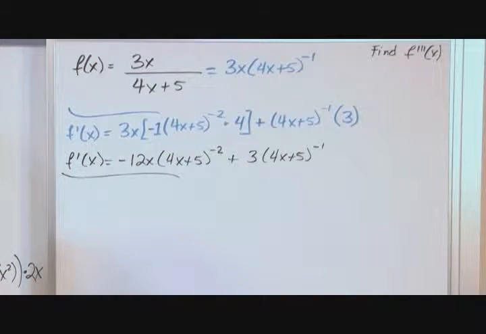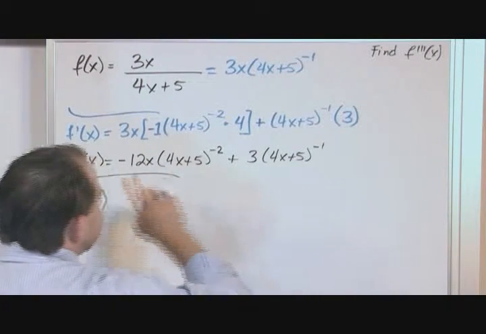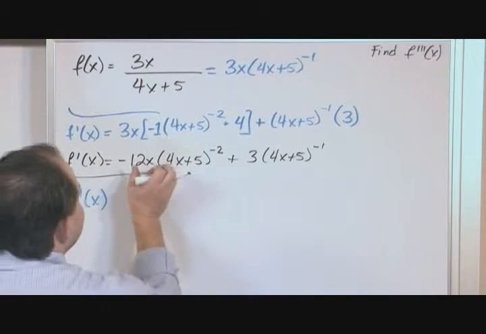So this is the first derivative. That's just the first part of the problem. Now, let's find the second derivative, f double prime of x. So I need to look at this function and take the derivative. So here I have two functions.